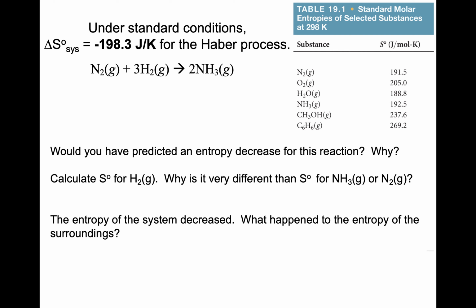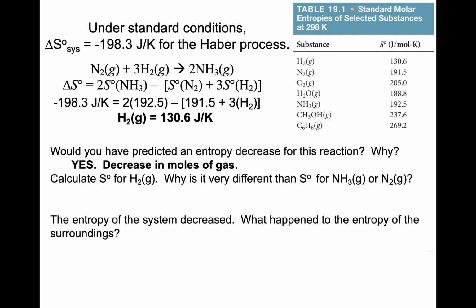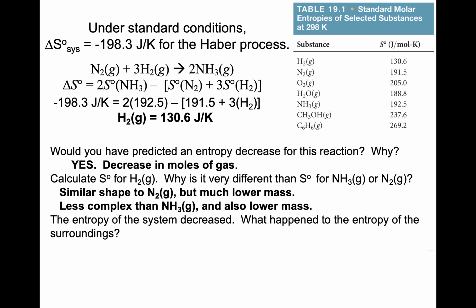Can we calculate the value for the hydrogen gas and compare it to ammonia and nitrogen gas? And what do we know about the entropy for the surroundings? So these are good reviews and discussion points. I would say that moles of gas decrease, so I'd expect the entropy to go down. We can calculate the value for the H2 because we know the overall entropy change, so we can calculate for one of the internal values. It makes sense. It's similar to N2, but it has a lower mass. It's less complex than NH3. It has a lower mass.